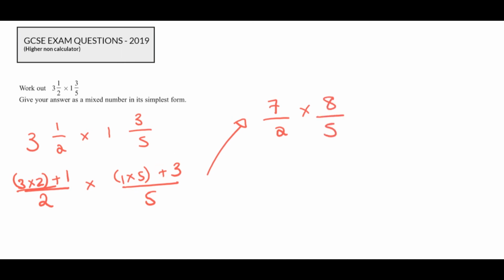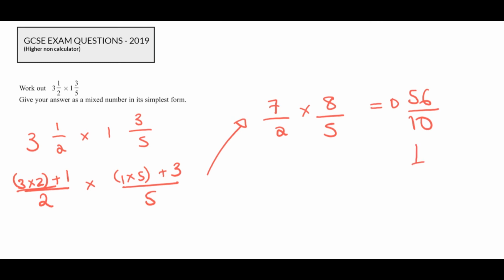Now I'm just going to do a little simplification. So what I'm going to do now is 7 times 8, which is going to be 56, divided by 2 times 5, which is 10. So I'm going to put 10 down here. Remember, 7 times 8, 56, and then 2 times 5, 10. Now I need to remember it says simplest form, yeah? So 56 divided by 10.